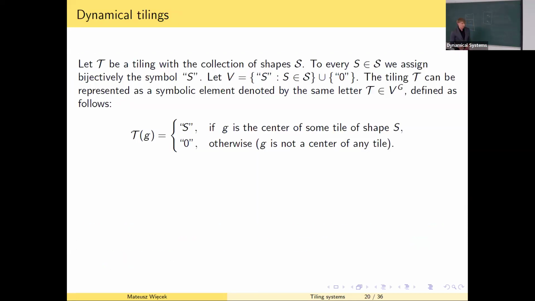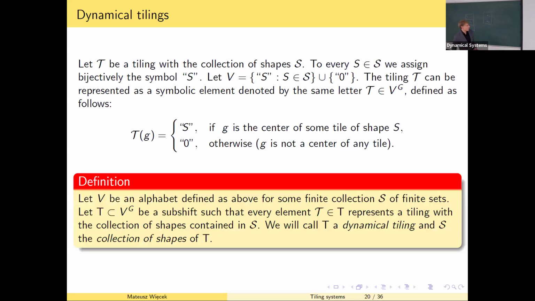Okay, and every tiling can be treated as a symbolic element. Firstly, we take an alphabet in which we bijectively assign to every shape from our collection of shapes one symbol, denoted here by S in quotation marks, and we add one additional symbol, say 0. Then we can encode any tiling by the following recipe. At position G we put the symbol S if this position G is the center of some tile of shape S, or if it is not the center of any tile, then we put 0. So we can encode any tiling and treat it as a symbolic element.